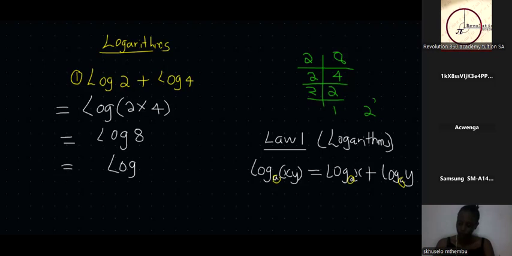Let me write it properly. 2 to the exponent of 3 becomes 8. So the next step, where there is 8, we're going to change this 8 and write 2 to the exponent of 3. That's the next step that you actually do. 2 to the exponent of 3. Are you all with me? Yes. Okay.